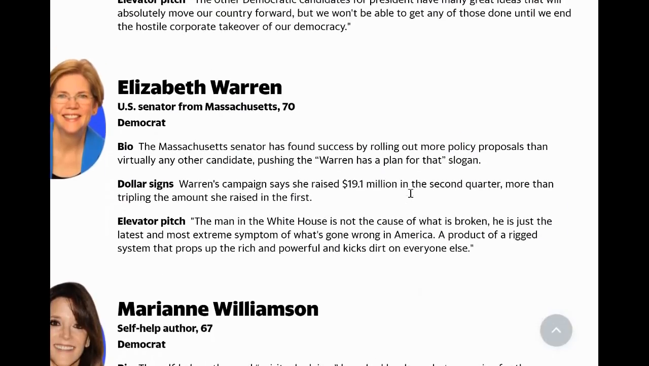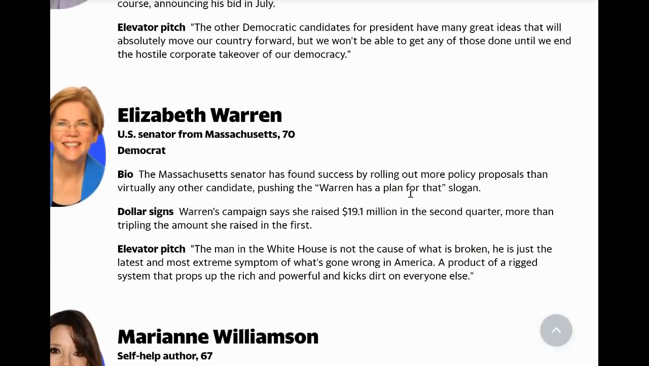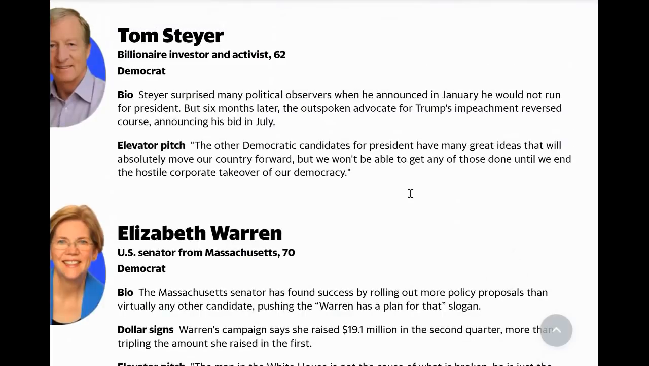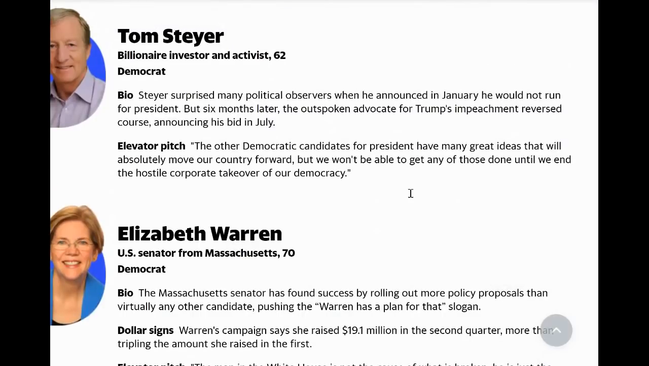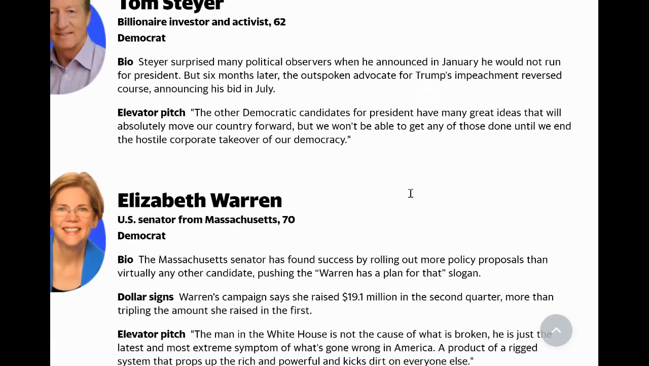Warren, okay: the man in the White House is not the cause of what is broken. It is just the latest and most extreme symptom of what's going wrong in America, a product of a rigged system that props up the rich and powerful and kicks dirt on everyone else. Okay, she's talking about Trump, but then she's saying Trump is not the problem itself. Again, that's good, like Andrew Yang's talking point, but you're not presenting a positive vision. You're not presenting the solutions. And Tom Steyer, we know that his is based on restoring democracy, right? Impeaching Trump, that's not good.